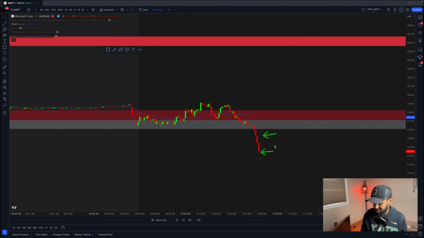So the first trade was a loss on Microsoft. Now I'm going to show you guys how I review this trade and how I would go about this. I go up here and you can see this little camera that says take snapshot, and I just click this and I say copy image.